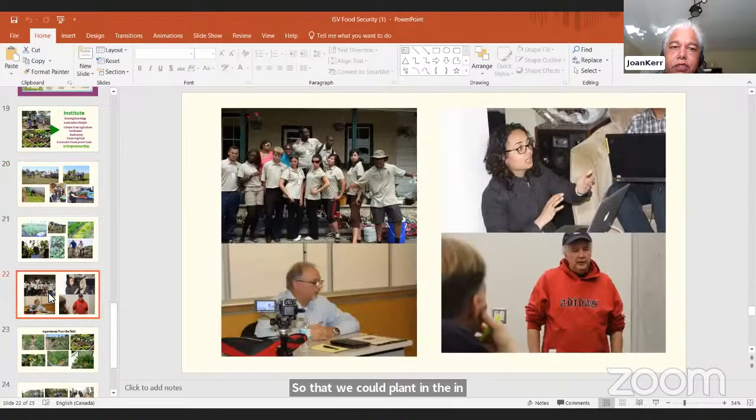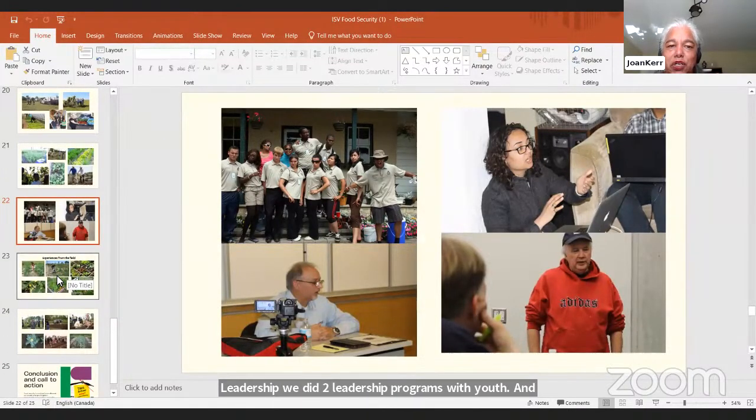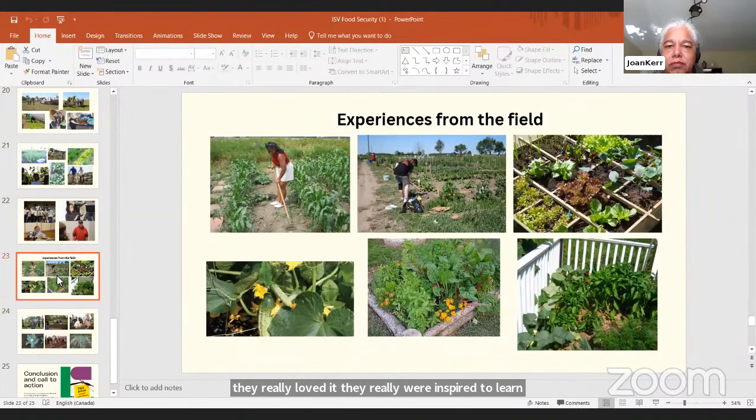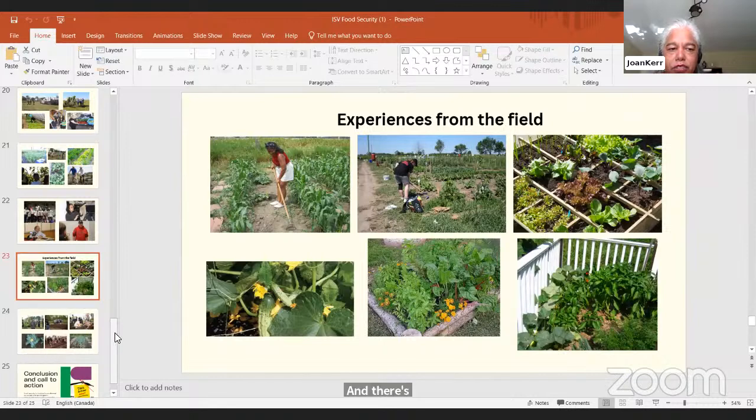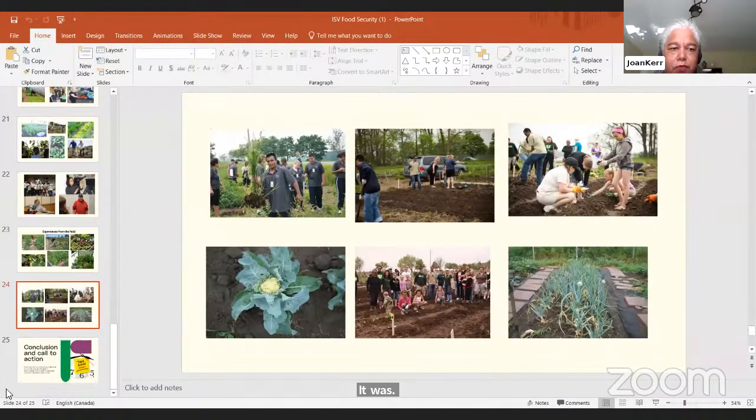And more pictures of our people, the different volunteers, a lot of youth leadership. We did 2 leadership programs with youth, and they really loved it. They were really inspired to learn, because again, it was fun. And there's some examples of what we grew. Now, remember the picture that I showed you at the very end, it was quite bare. So we had amazing food.